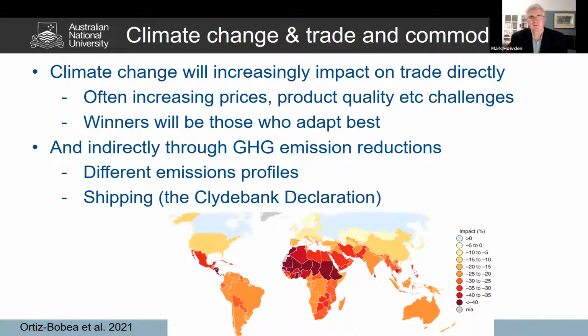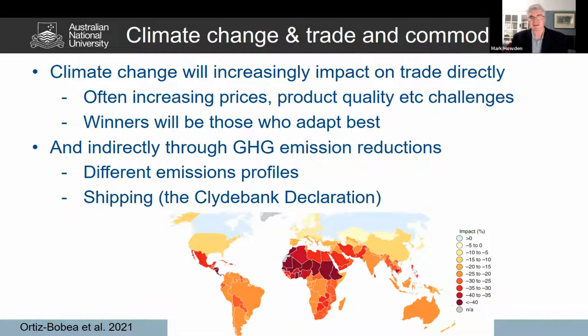So I think I've got 4 slides here. The first one that I'd want to point out is climate change itself will influence trade and commodity prices. It will do this directly through the impacts of climate change. As climate change is already impacting on, say, agriculture, and that's the map down below, that is already changing supply and demand of agricultural products.